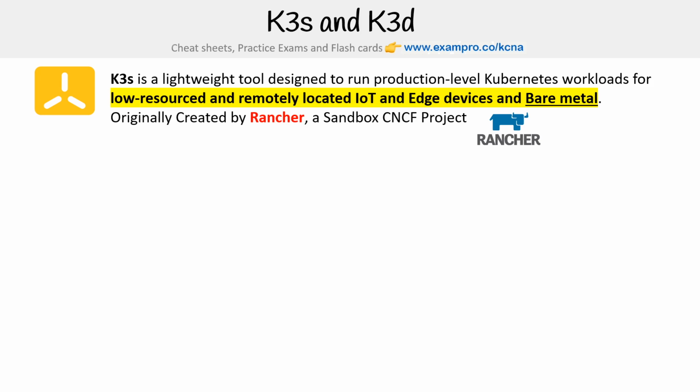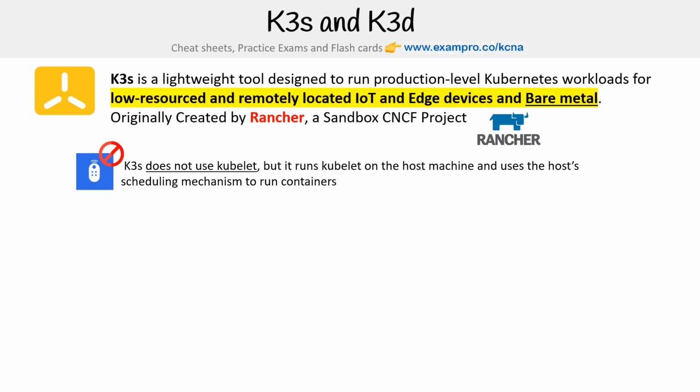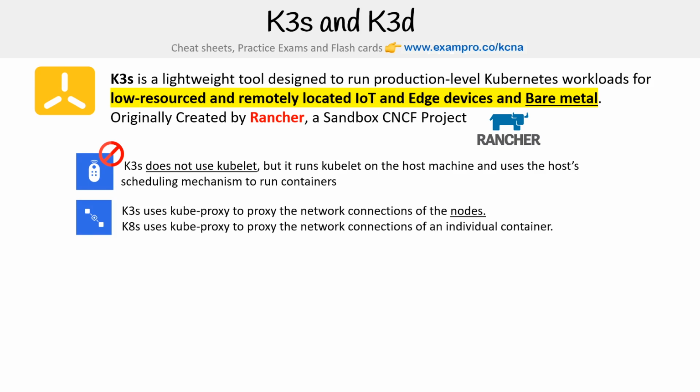So a few differences is that K3s does not use kubelet, but it runs kubelet on the host machine and uses the host scheduling mechanism to run containers. K3s uses kubeproxy to proxy the network connection to nodes, as opposed to Kubernetes, which uses kubeproxy to proxy the network connections of an individual container.